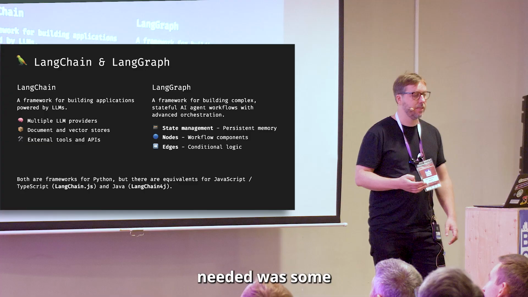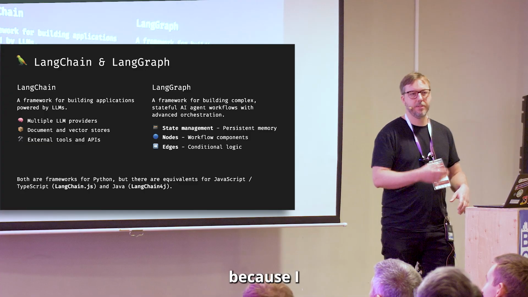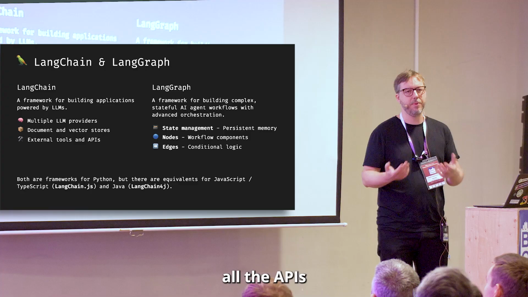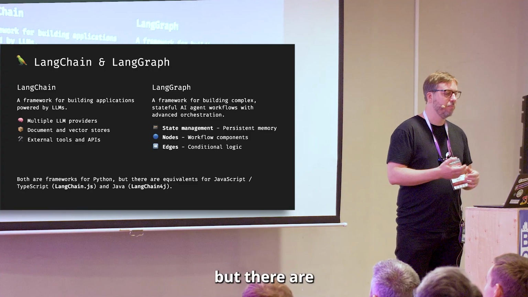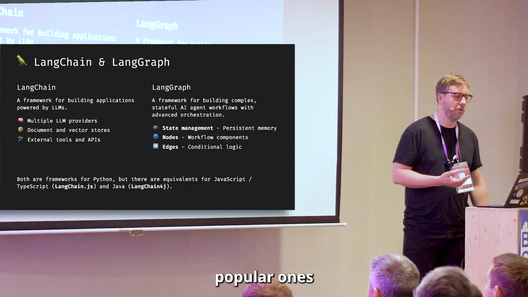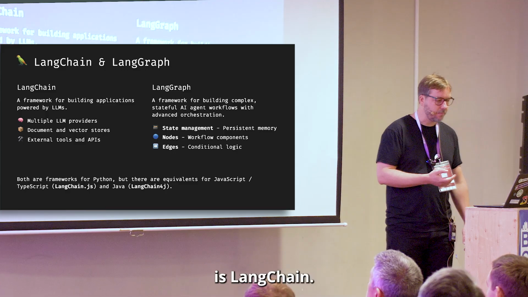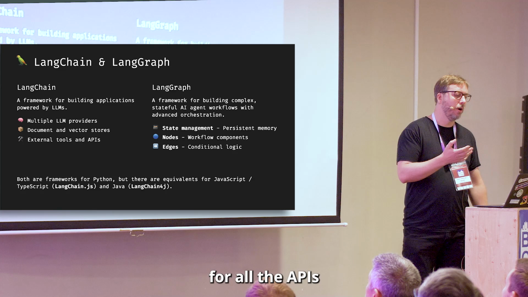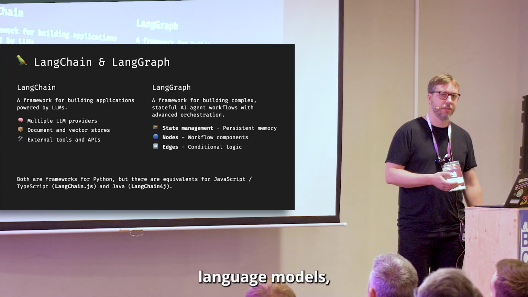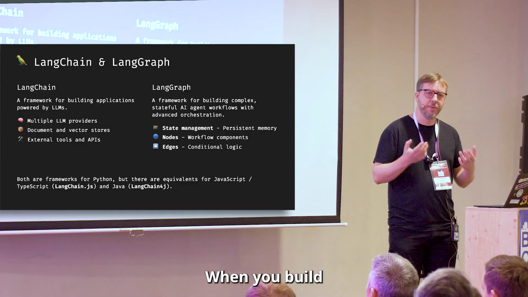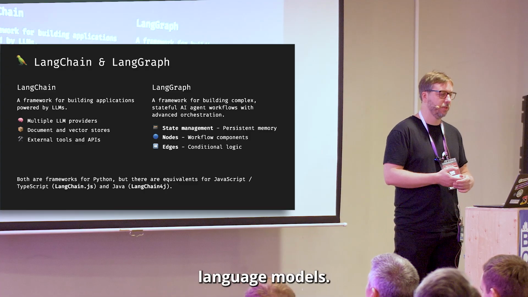What I also needed was some kind of framework I can use, because I don't want to reinvent the wheel. Of course, you can directly use all the APIs of the large language models, but there are really great tools out there, and one of the most popular ones is LangChain. That's the one I used. It's an abstraction framework for all the APIs of large language models, but also for other tools you might need to use or want to use when you build an application with large language models.